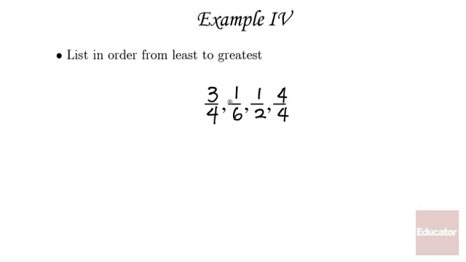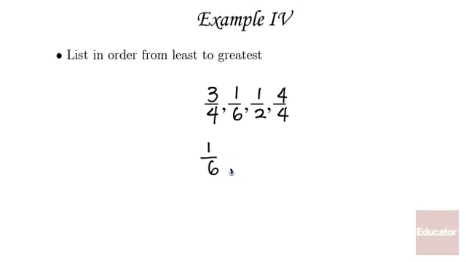So then, which fraction is the smallest? 3/4. Okay, 3 slices out of 4, 1 slice out of 6, 1 out of 2, or 4/4. Okay, which one represents the smallest piece of cake? 1/6 would actually be the smallest, because if you cut it up into 6 pieces, that means you're cutting them up into smaller pieces and you're only going to be eating 1 of those. So the smallest fraction is going to be 1/6.